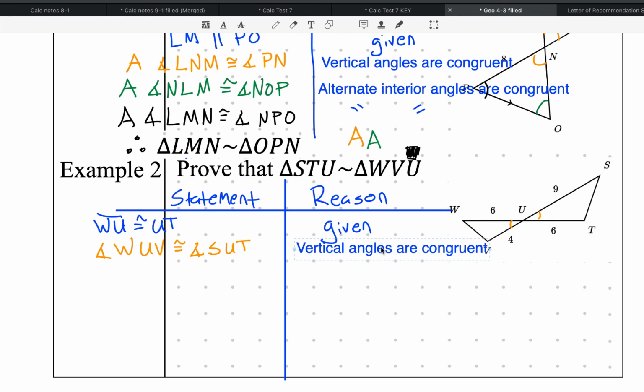Then it would be Wyatt's name. That would be cool.